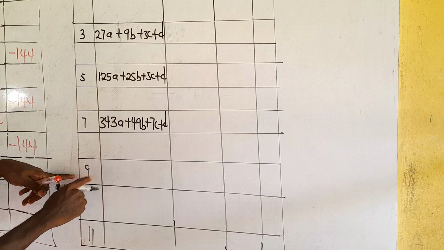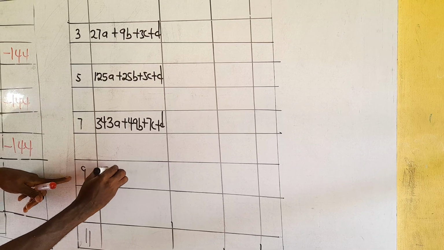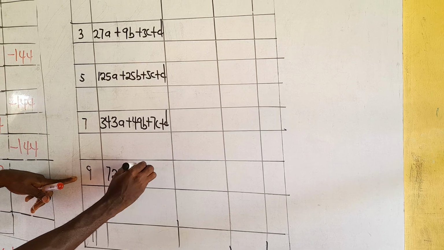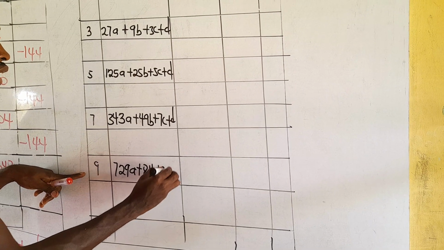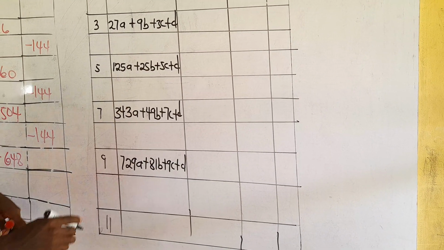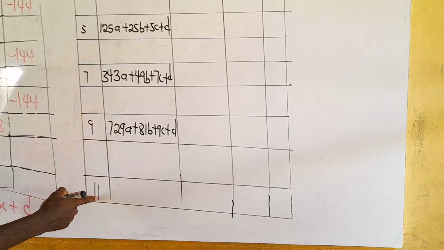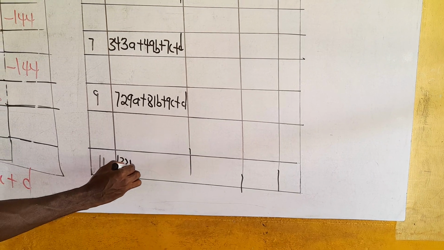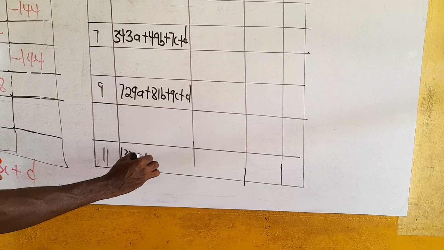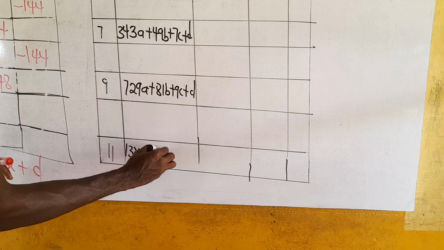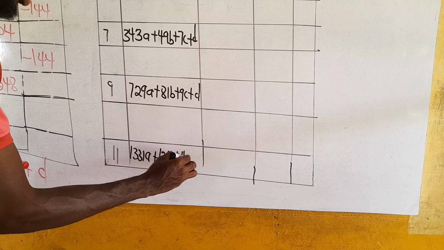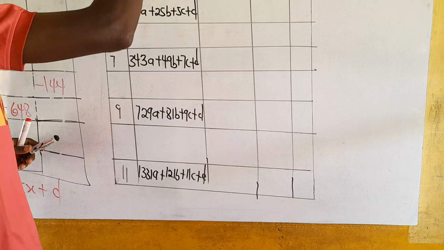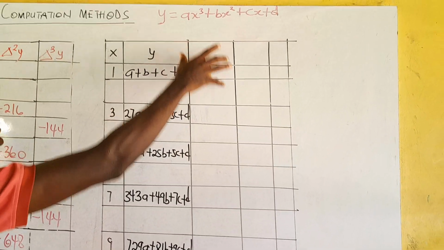Now we come here. 9 cubed will give us 729, so 729a. 9 squared is 81b plus the 9c, then plus d. Then the last one, 11 cubed will be 1,331, then times the a. 11 squared is 121b, then plus 11c, then plus the constant d. Now we find the difference between this set of values to get the first difference of y.